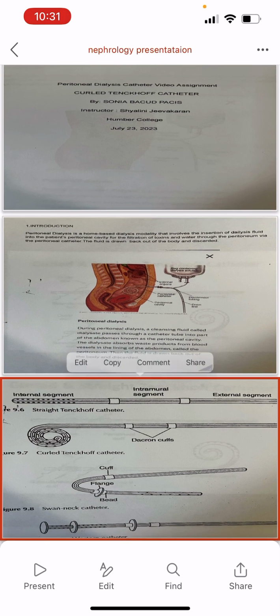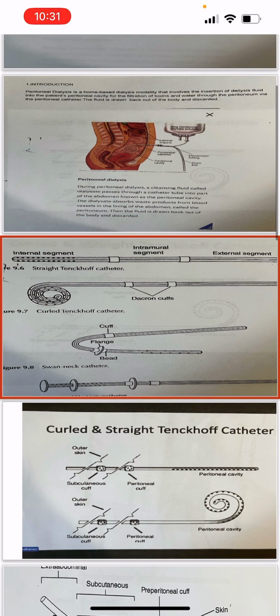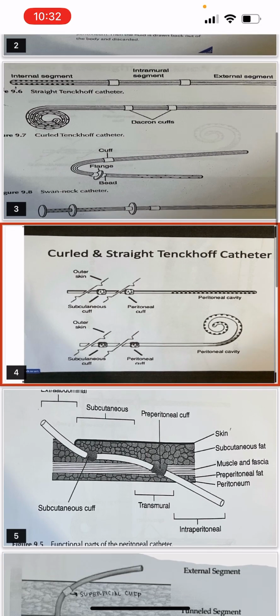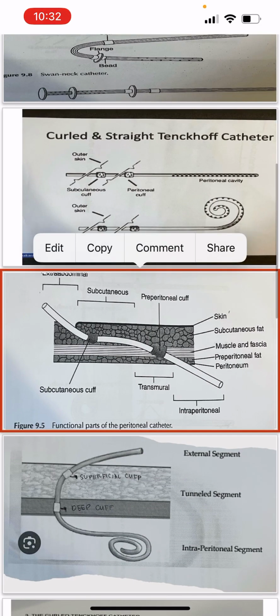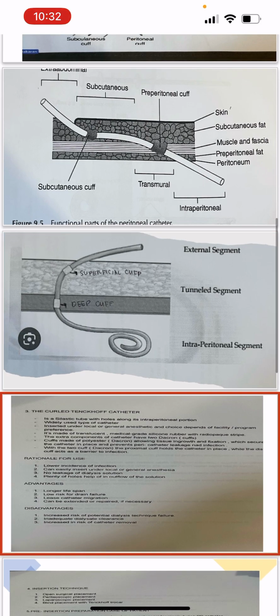Common types of peritoneal dialysis catheter are straight Tenckhoff catheter, curled Tenckhoff, swan neck catheter, and Toronto Western catheter. So this is the type of the Tenckhoff catheter, curled and straight Tenckhoff catheter. And this is how it looks when it is inserted into the peritoneum. This is the straight one, and this is the curved Tenckhoff catheter.